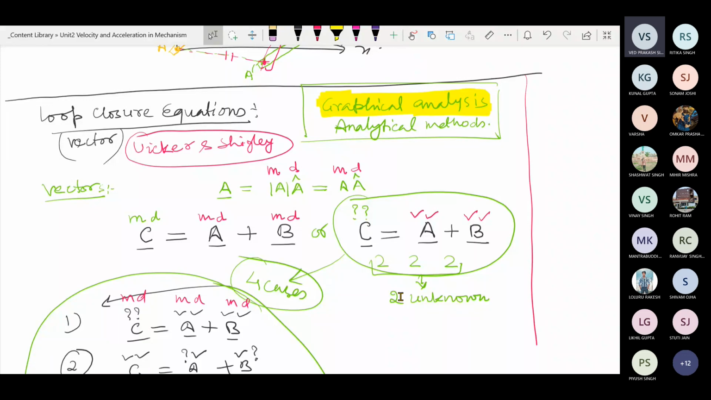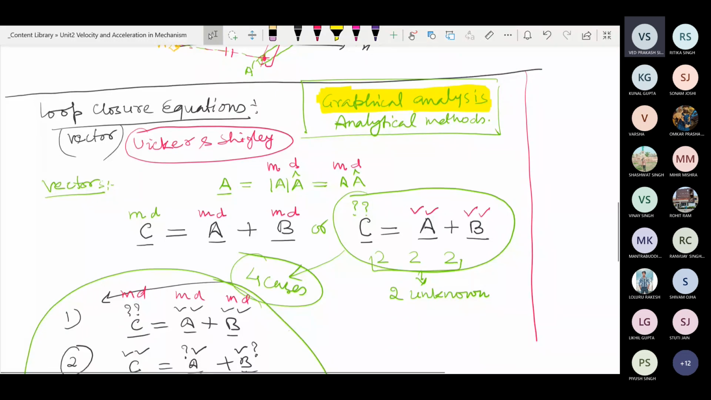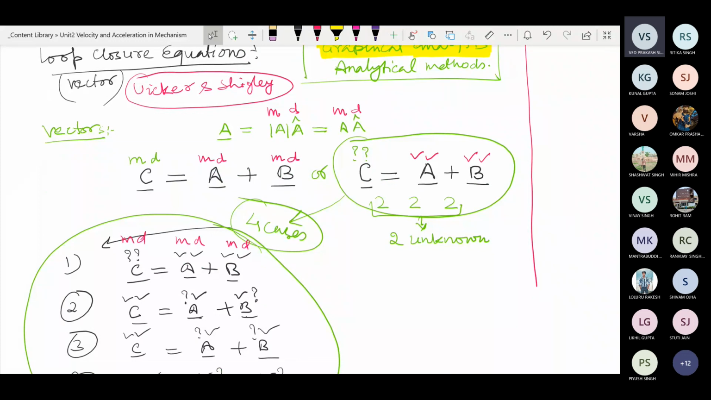And there I told you there can be 4 possible cases. Although I have taken only 3 vectors, C is equal to A plus B, in any case, whatever number of vectors are involved in that equation, the maximum number of unknowns will be how much? 2. If the number of unknowns is more than 2, it means you will be looking for something else. You have to find some other relation also, because you cannot solve for more than 2 unknowns in these equations.